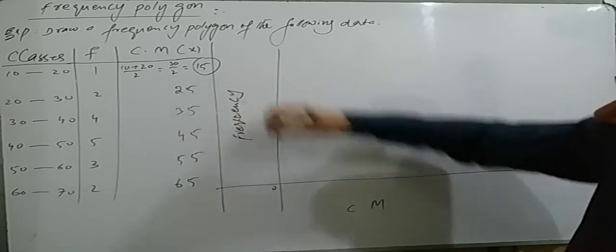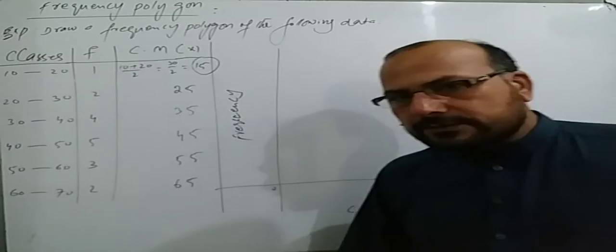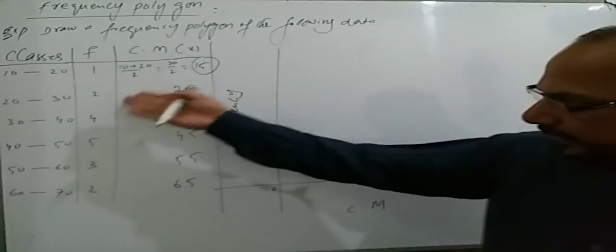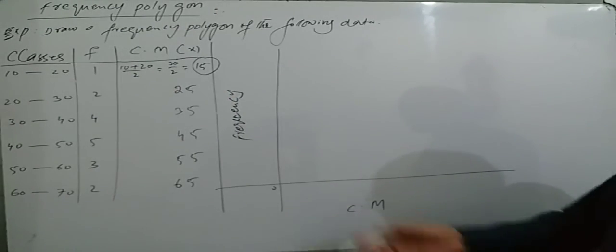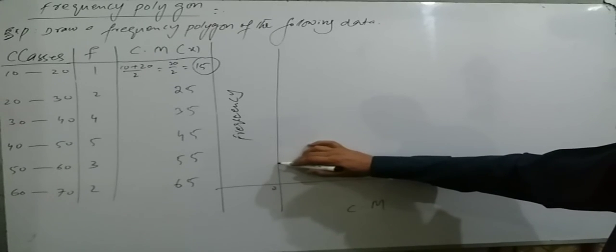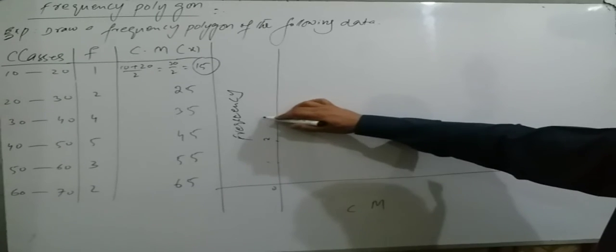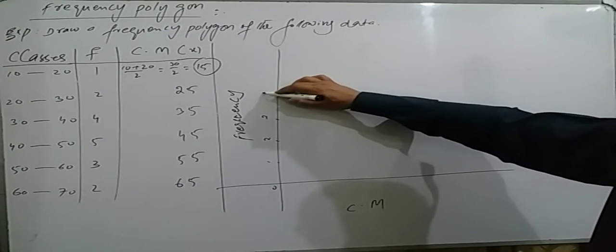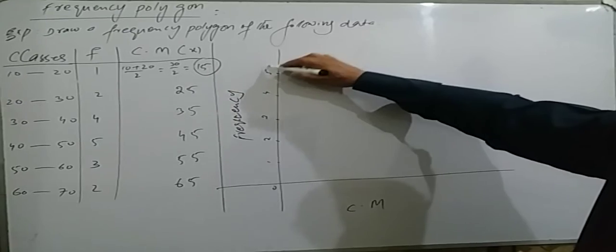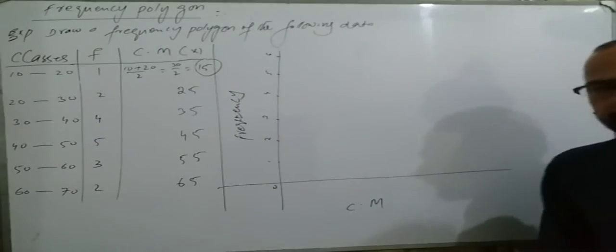Now you will search out whether the frequency has high values or low values. If it has low values, like in this example, you can easily take 1 unit equal to 1, then 2, 3, 4, 5, 6. You can easily accommodate all the frequencies.